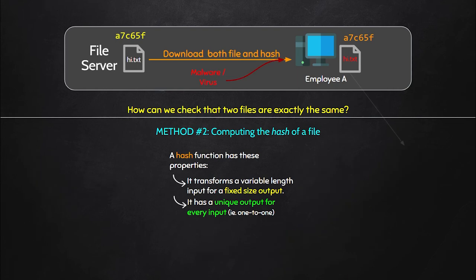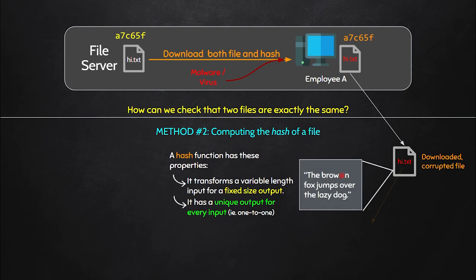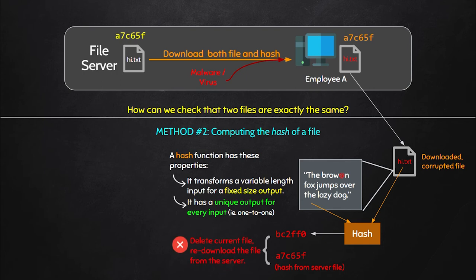What happens when a file gets corrupted during download? Suppose that there is malware during the downloading process of the file and hi.txt is corrupted. Then the hash digest will be different from the original hash that was downloaded from the server. The server will then proceed to re-download the file again and repeat this process until the file integrity is assured. This is where the disadvantages lie.